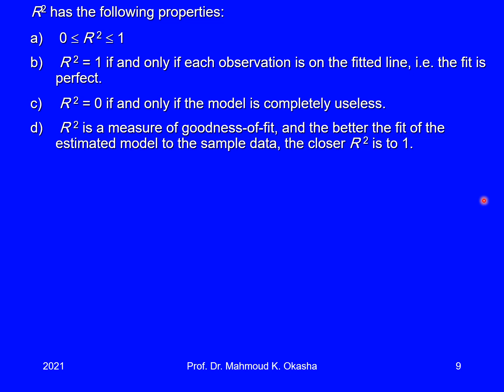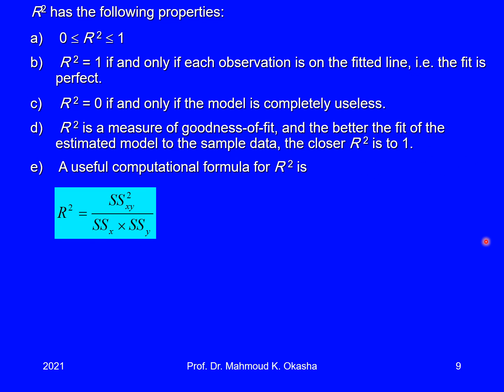Fourth thing, r squared is the measure of goodness of fit. How good is the straight line which we fitted? How good is the regression model, the regression equation, or the regression line? How good is it? If r squared is big, then the model is good. And the better the fit of the estimated model to the sample data, the closer r squared is to 1. The better the fit, the closer r squared is to 1. Right? That gives us a measure of fit.